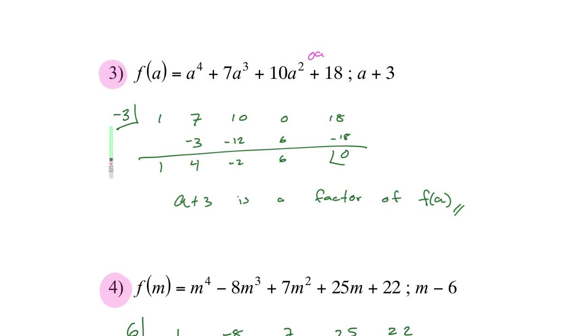Again, for x plus 3, I'm using negative 3. So 1, and then 1 times negative 3 is negative 3, 7 plus negative 3 is 4, 4 times negative 3 is negative 12, 10 minus 12 is negative 2, and so on. I'm going to get a remainder of 0, so that means that a plus 3 is a factor of f of a, and that also means that a equals negative 3 is a 0 of f of a.